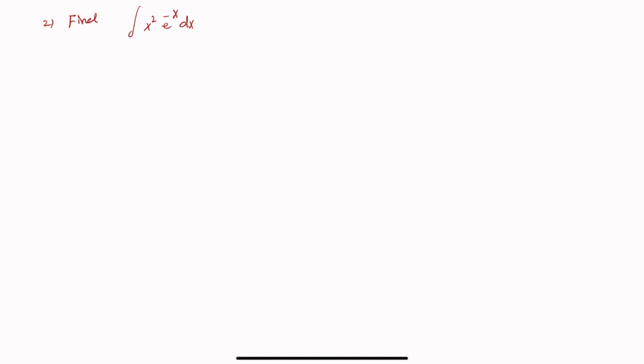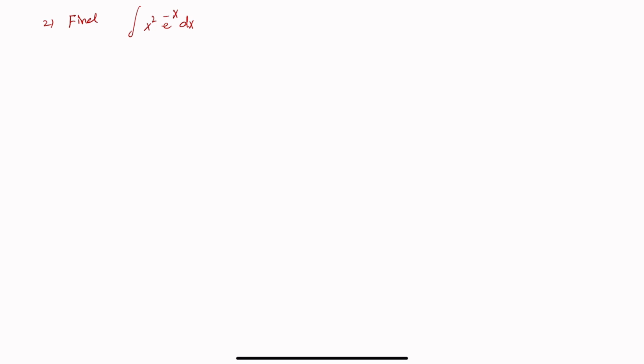Now let's find this integral, which is the integral of x squared e to the minus x dx. Here, u substitution does not apply for this integral, so I'm just going straight ahead and try integration by parts.